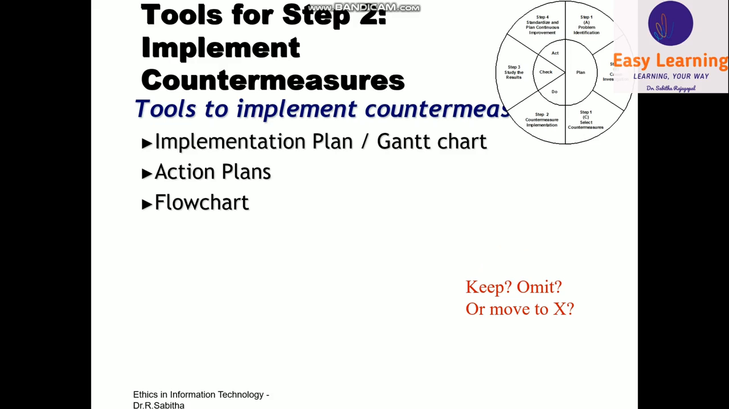You can use any of these tools in order to represent the countermeasure solution. You can represent the plan, how we are going to solve it. It could be a step-by-step process, or it could be a flow chart, so that it is easily understood by every other person in the organization.